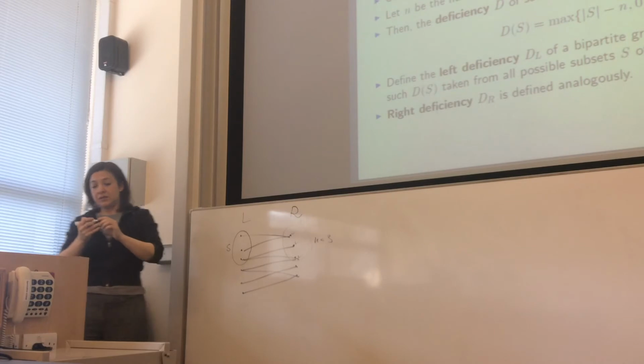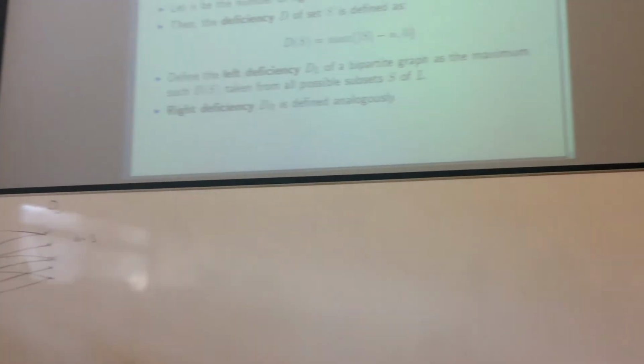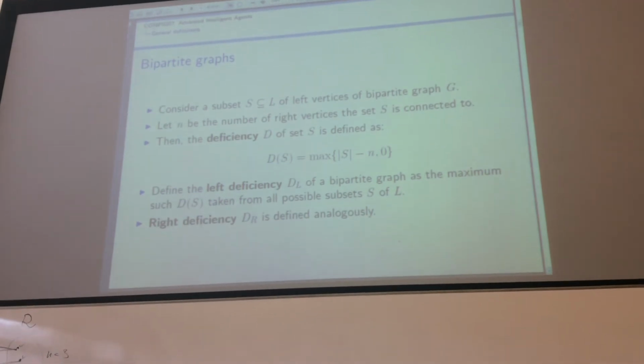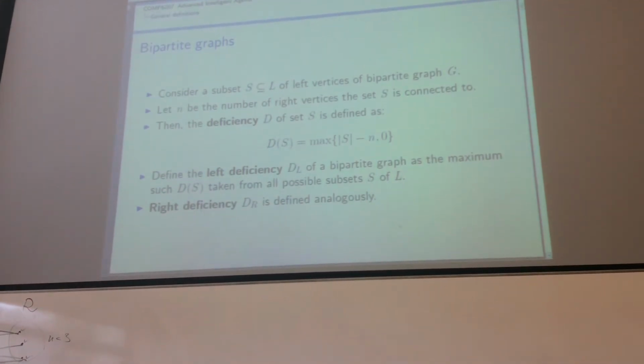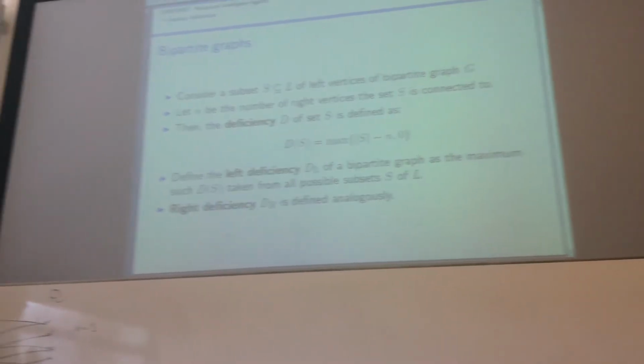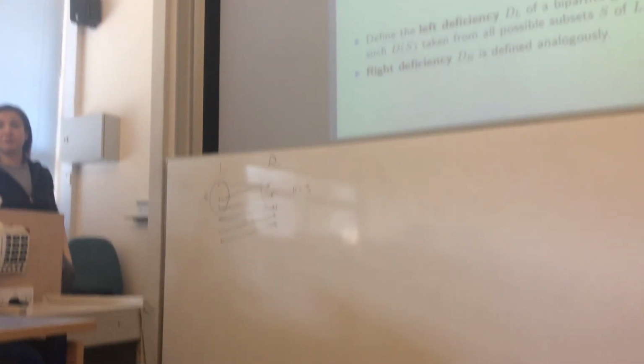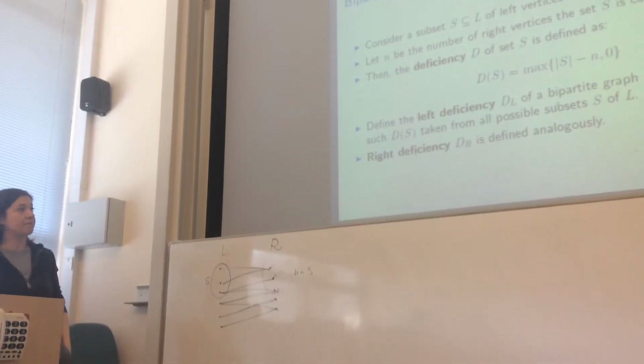All right. Now we say that the deficiency of this given set S is the difference between the size of S, which is 3 in this case, and the number of nodes it is connected to. So in our case it will be 3 minus 3, 0. Or if this number is negative, then the deficiency will be 0. So it's the maximum between this difference and 0.